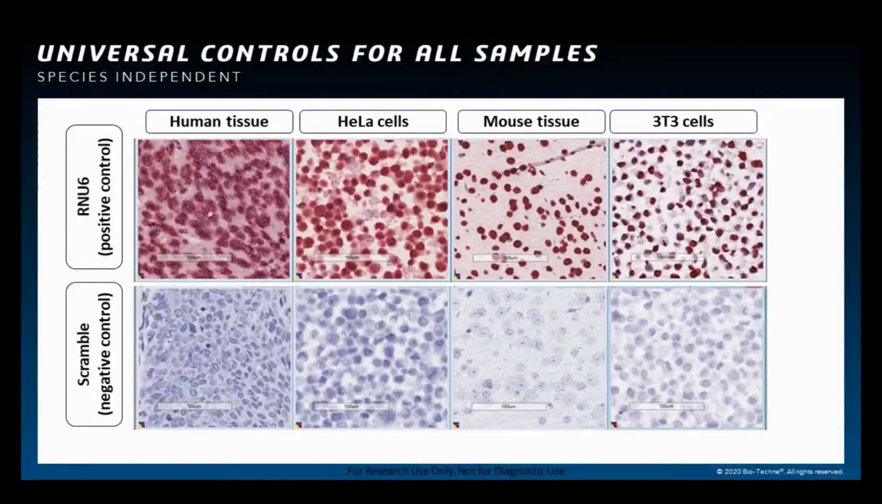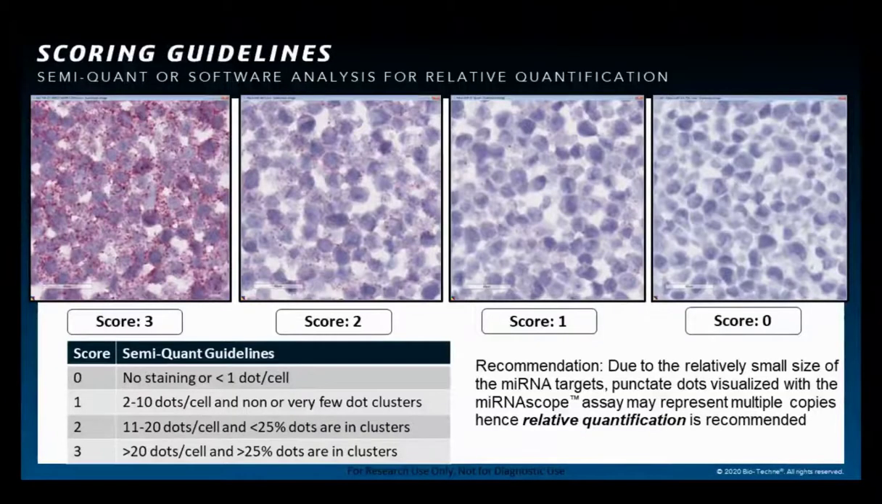On the other hand, a universal scramble probe is recommended as the negative control probe to demonstrate assay specificity and to be used for data interpretation against your target.